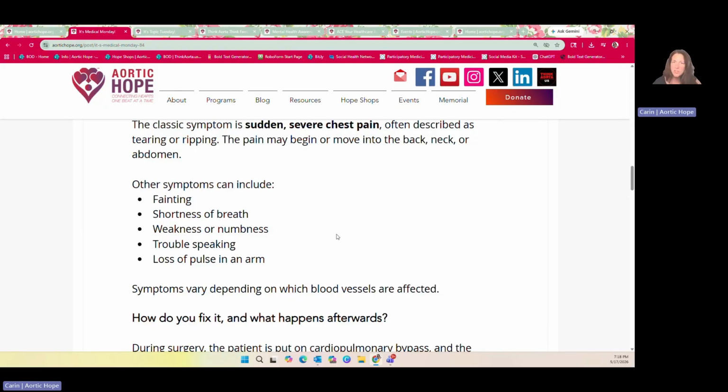Let's get to the good stuff, right? How do you fix it? What happens afterwards? All of this information is in Aortic Dissection, the Patient Guide, which was written by patients, and it's been clinically reviewed, and it's been endorsed by the highest medical societies, the Society of Thoracic Surgeons and the Society for Vascular Surgery.